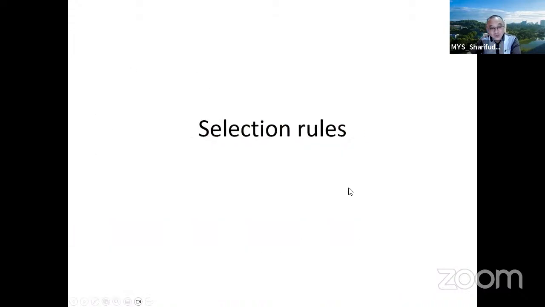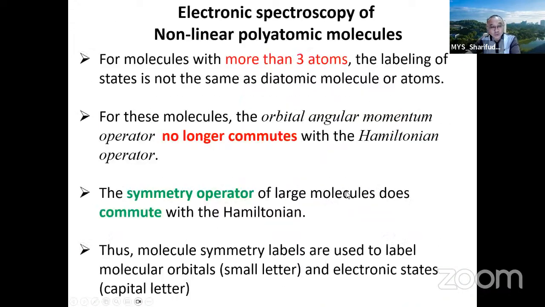Now it turns out that the symmetry operator commutes with the Hamiltonian operator. Because of this, you can use molecular symmetry labels to label electronic states and molecular orbitals as well. That is why in a lot of chemistry textbooks on quantum mechanics or spectroscopy, you see small letters being used, like T2g, Eg. These are all symmetry symbols, irreducible representation symbols.